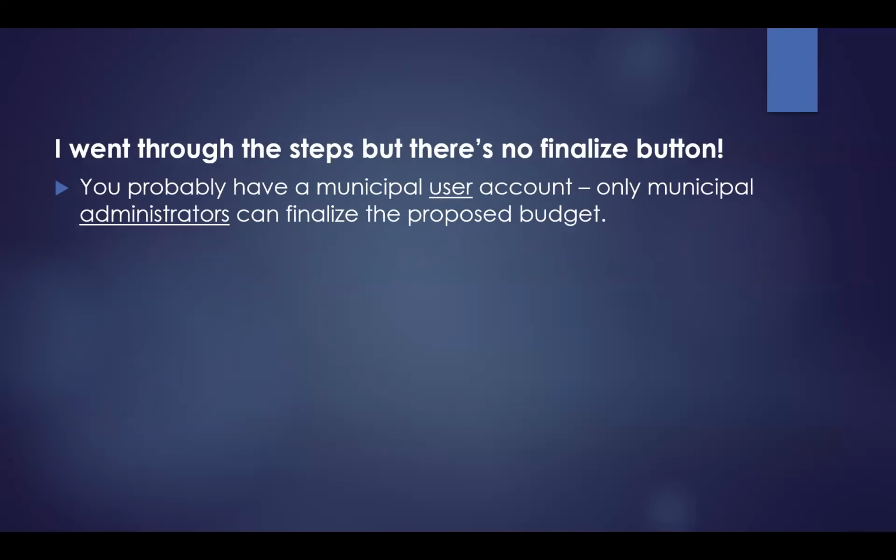Almost done here. So you've gone through all the steps and you get to the very end, that supplemental schedule page, or if you're not an SB2, it's just the finalize page, and you don't have a finalize button. It's because you're a standard user. And no offense, but only administrators are allowed to finalize things. So that means you either have to log in with your admin account, or you have to get in touch with the admin for your town or your village district to actually submit that budget.